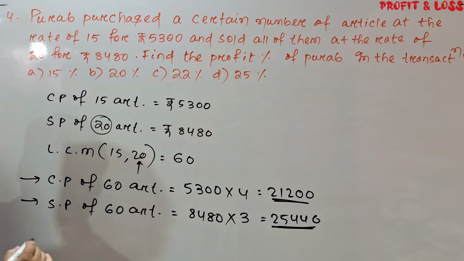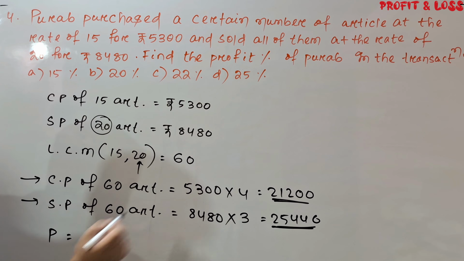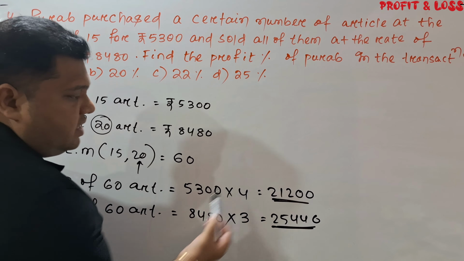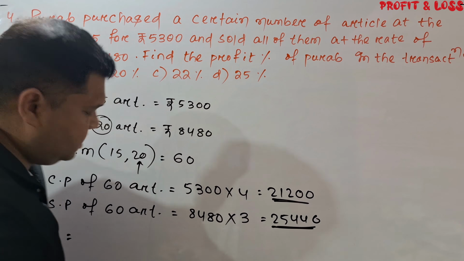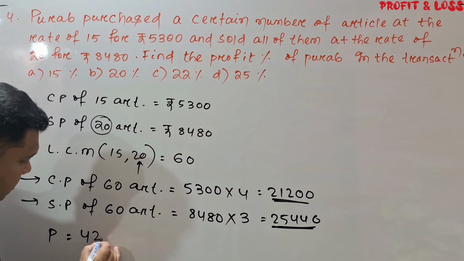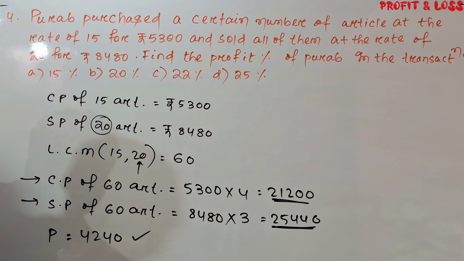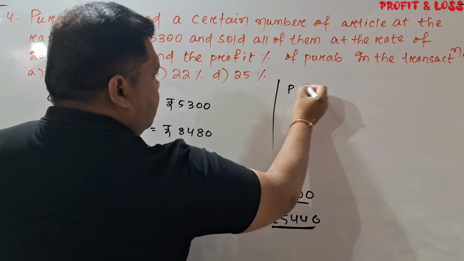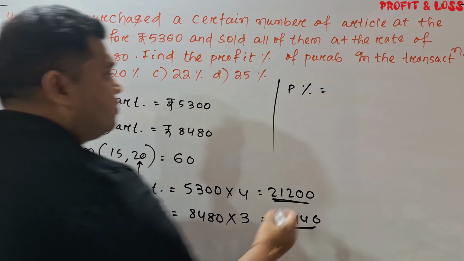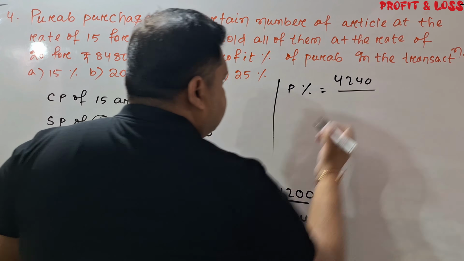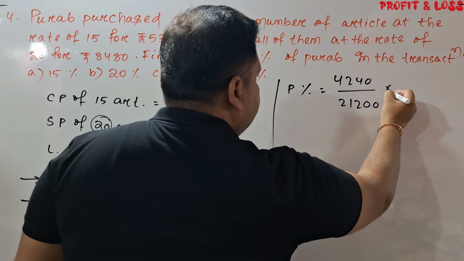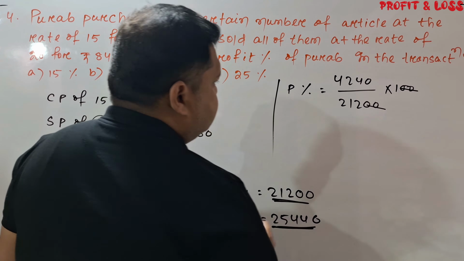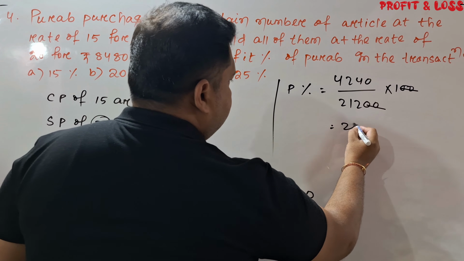So profit or loss? Profit. How much is the profit? Now if I subtract, how much will I get? 25,000 minus 21,000 is 4,000. 440 minus 200 is 240. So this is equal to 4,240, the profit value. The question is the profit percentage. So the profit percentage is 4240 divided by the cost price, 21200, into 100. The zeros get cancelled. 212 into 2. So 20%.